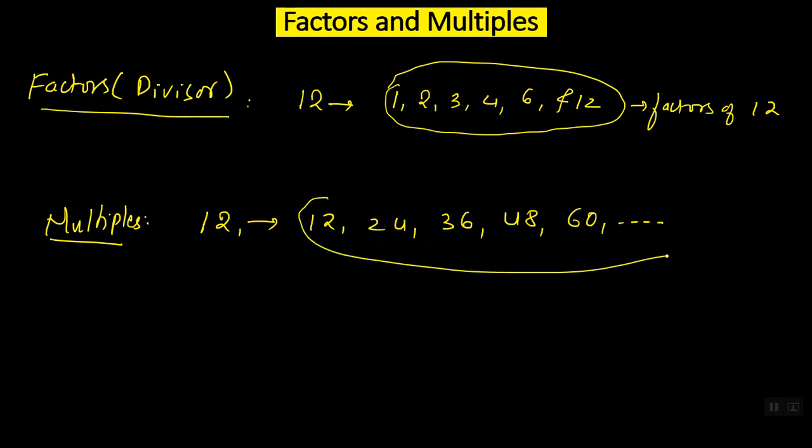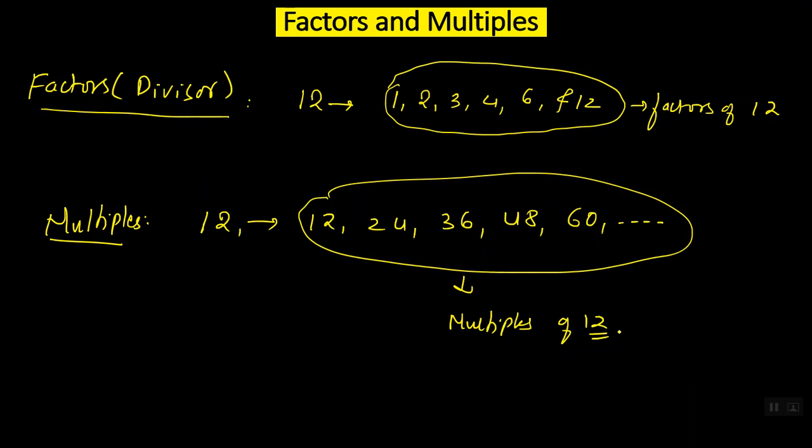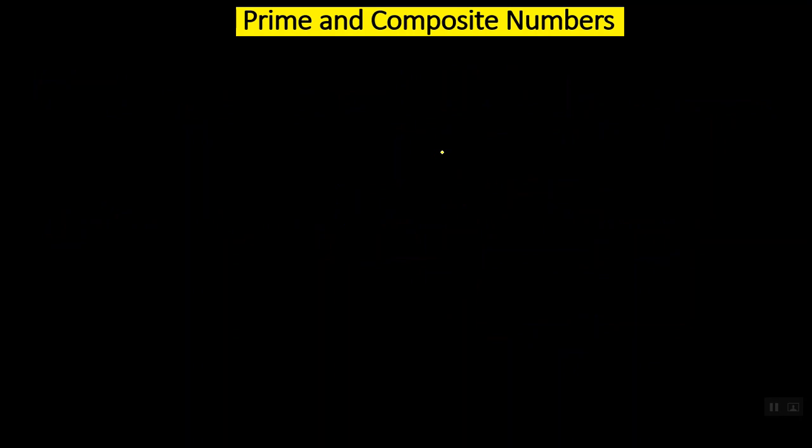These numbers are multiples of 12. Got it? So a factor is a number which can divide, and a multiple is a number which results from multiplying by another number, like 12 times 1 is 12, 12 times 2 is 24, 12 times 3 is 36. Every time 12 is multiplied by other numbers like 1, 2, 3, 4, and so on, those resulting numbers are said to be the multiples of 12.